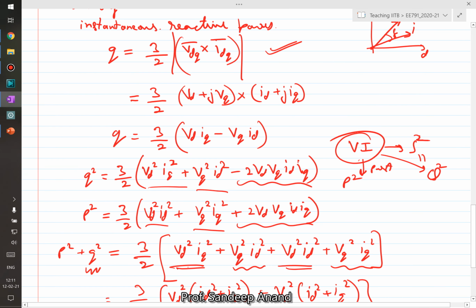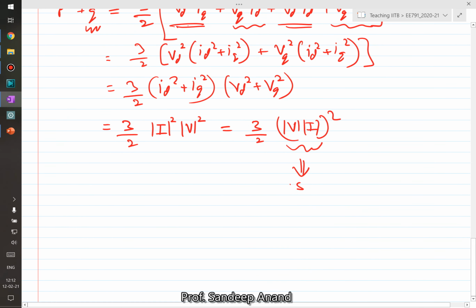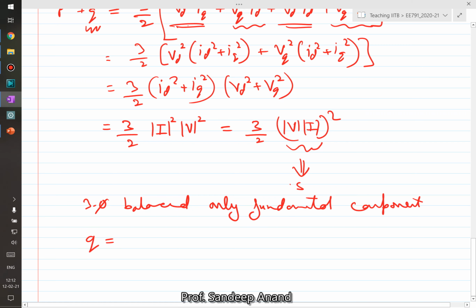It's not something really completely different. It has the same basic concept. Moreover, if you consider the situation where you take, for example, three-phase balanced only fundamental component, then you can see that Q is nothing but equal to 3 by 2 times the cross product of Vdq into Idq, right?